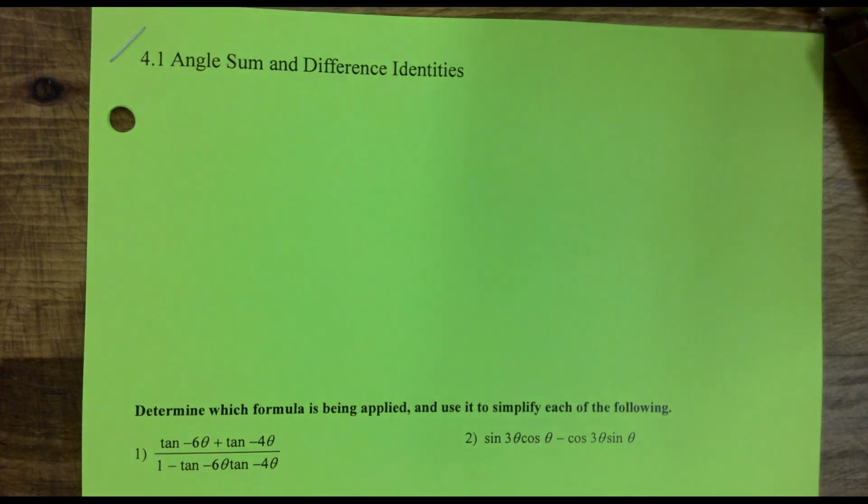So to start, we're going to introduce what these identities look like, and they're just formulas. And then we're going to work through how to recognize what's being used, how to recognize the identity in the given situation, and then we're actually going to apply the identity. So we've got a couple steps that we're going to be going through today.